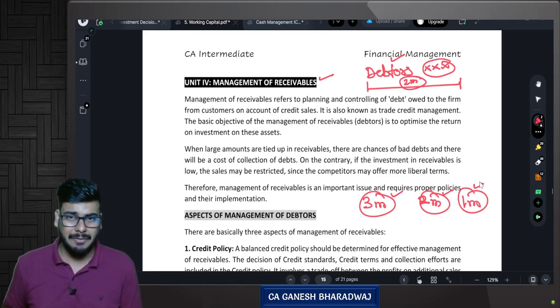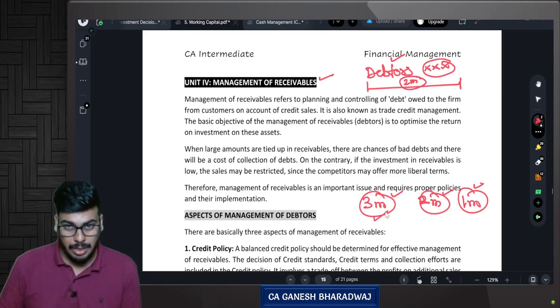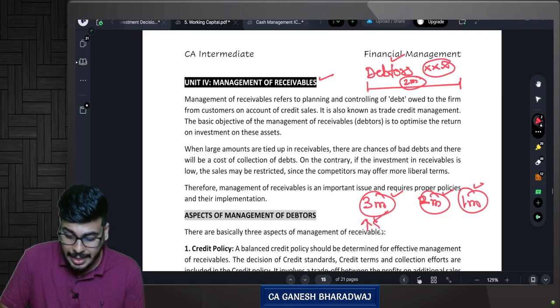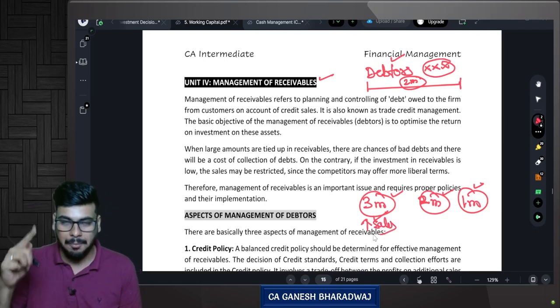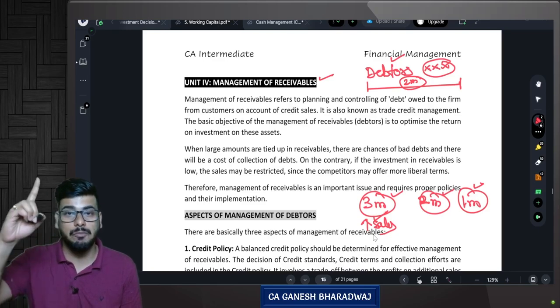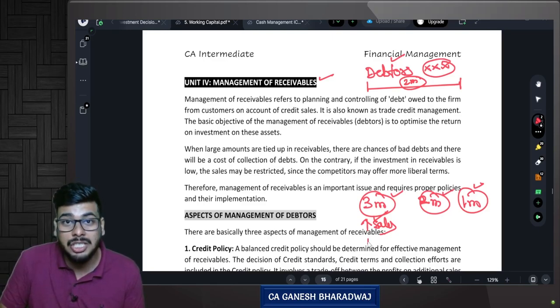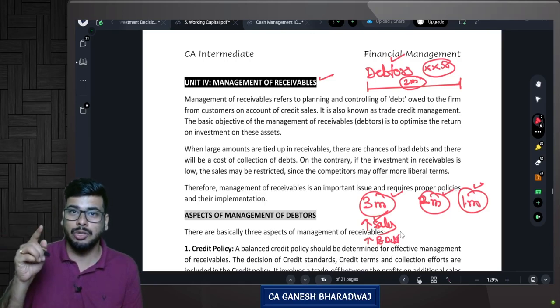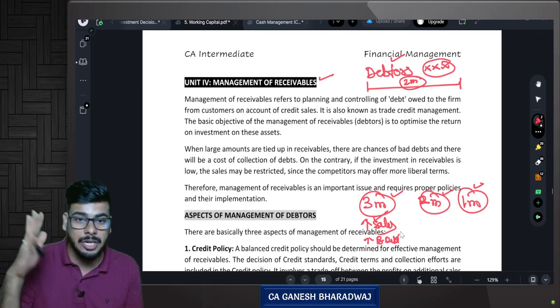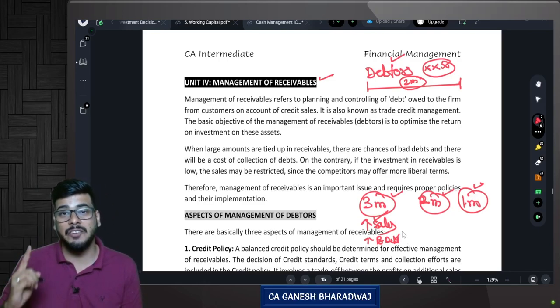Sir, what is there in evaluating this? If you give more credit term, what will happen? The chances of your sales will be more. More people will be willing to buy from you. But what is the problem if you give more credit term? The chances of bad debts are also more. Why? Because now they are taking more time. People are coming to you because you are giving more time. These people can be intentional defaulters also. The chances of bad debts are more.